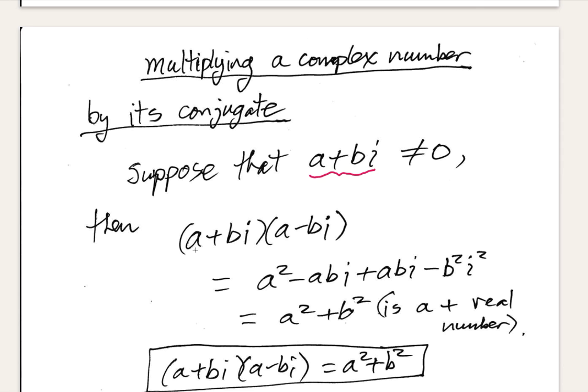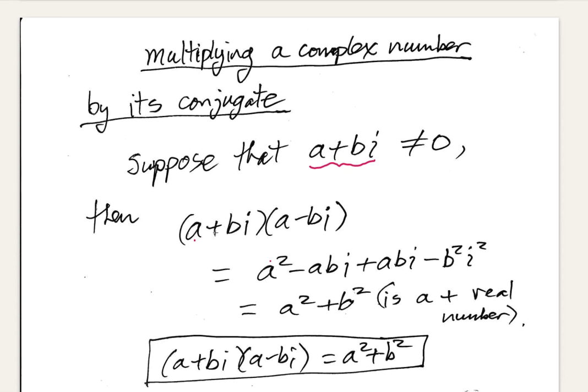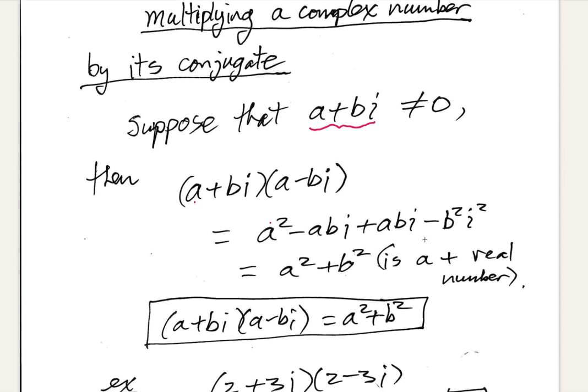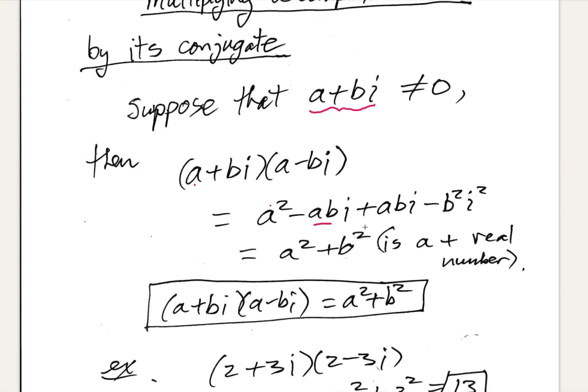Just foiling it out. A times a, I've got a squared. A times negative bi, I get negative abi. When I go plus bi multiplies on a, I've got plus abi. I've decided to write ab instead of ba on my I. It won't matter, right? Those are a product of two real numbers, and that's commutative. Plus times minus is minus, so I've got a minus here. B times b is b squared. I times I is I squared, so we've got this. Notice that clearly the I terms cancel out.